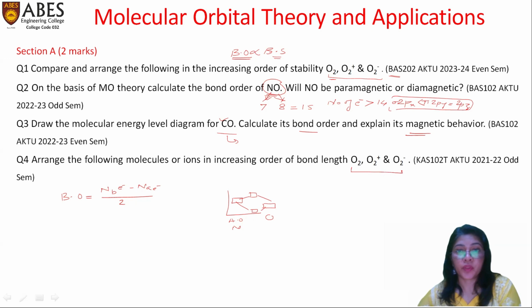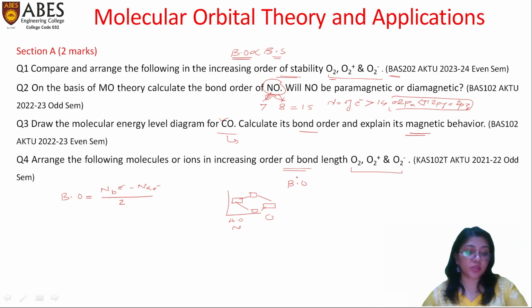Similarly, as we have discussed question number 1, question number 4 can also be done in the same way. In question number 1, it was asked to arrange the order of stability. In question number 4, it is asked to arrange in the order of bond length. We are aware, and this has also been discussed in lecture video 5, unit 1, ABES CETL videos, that bond order is inversely proportional to bond length. So the sequence given to the molecules on the basis of their bond order will be reversed for bond length.